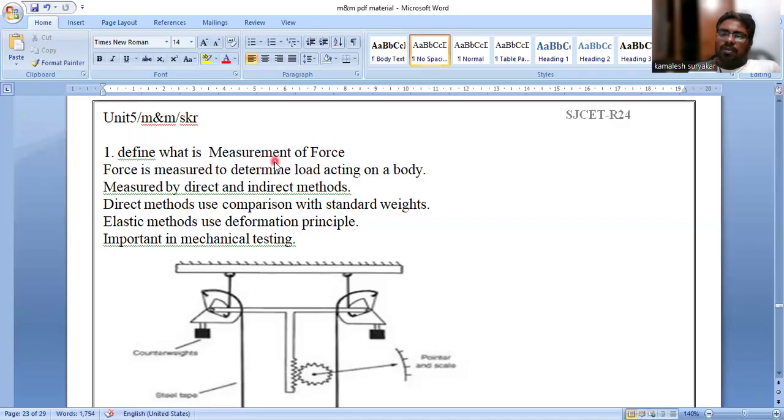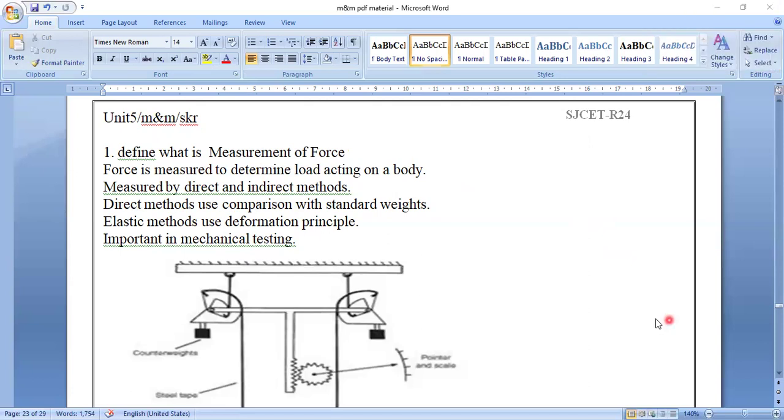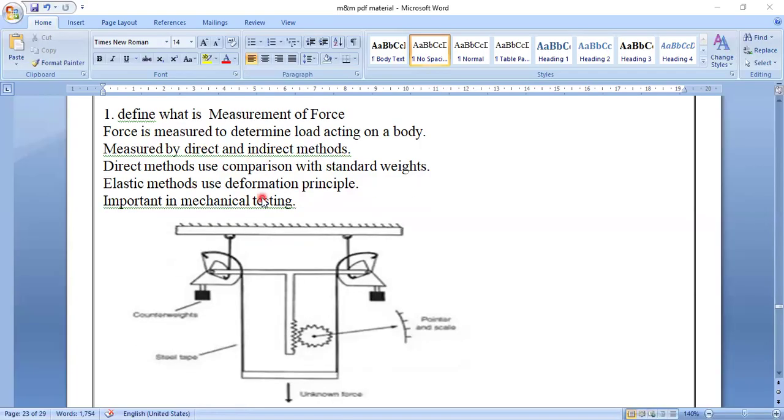The measurement of forces: force is measured to determine the load acting on a body. Any load acting on a body is called force. It is also called weight, and it is measured by a direct method and also an indirect method. The direct method is by touching it, and the indirect method is by using sensors without touching it.